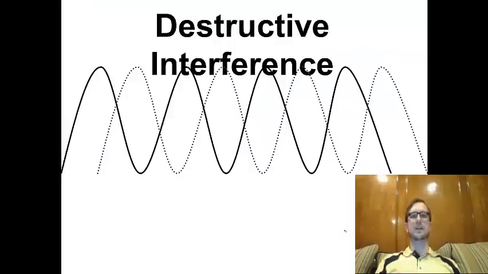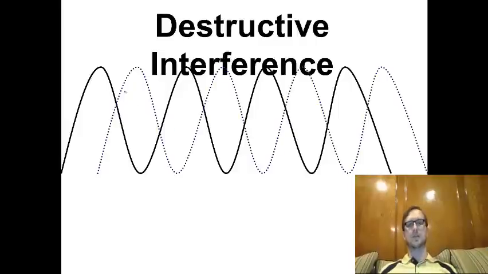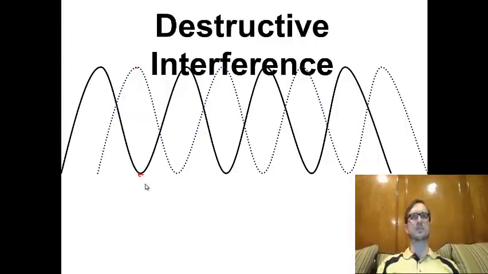So these two waves are lined up perfectly so that they will interfere destructively. Because where the crest of one wave is, the trough of the next wave is. Crest to trough between two waves is how we get destructive interference.